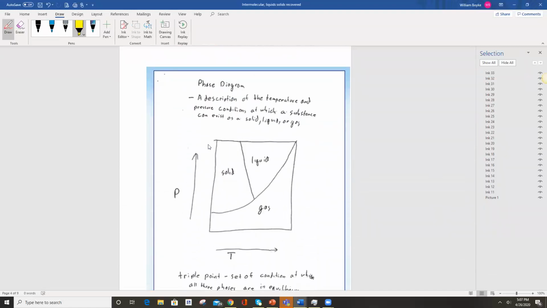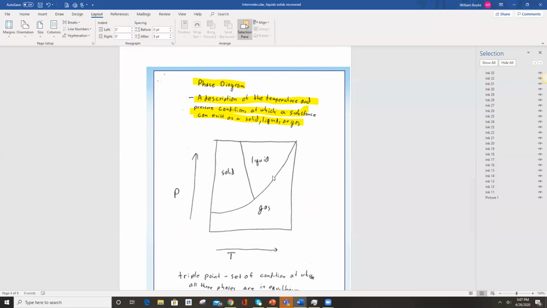What we also want to talk about is a phase diagram. A phase diagram is a description of the temperature and pressure conditions at which a substance can exist as a solid, a liquid, or a gas. And I drew a very generic one here. What this really represents is hundreds, if not thousands, of data points, basically taking a compound, exposing it to different combinations of pressure and temperature, and recording what phase it is in at that specific temperature and pressure: solid, liquid, gas. And then instead of leaving that in table form, it's making a pictogram out of this.